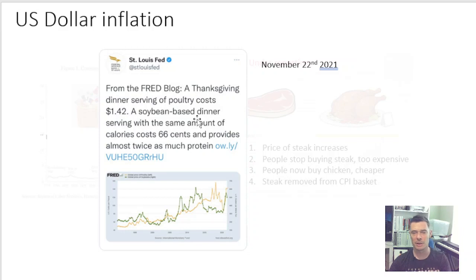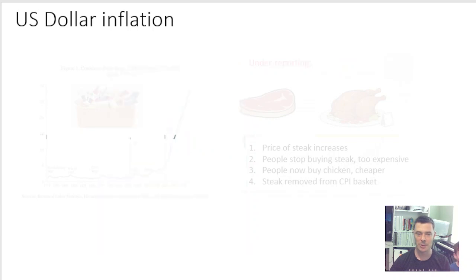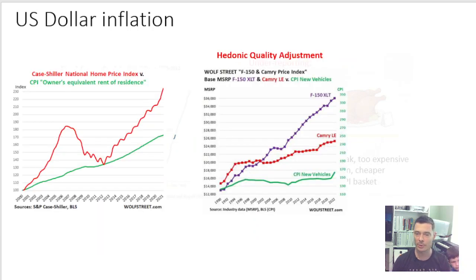And you can actually see an example of this from a couple years ago. This got a lot of attention on Twitter: the Federal Reserve just reminding people that there are cheaper options out there for Thanksgiving, like eating soybeans instead of spending money to buy turkey. Soybeans are cheaper. Obviously, it would have much different implications for your health and diet.